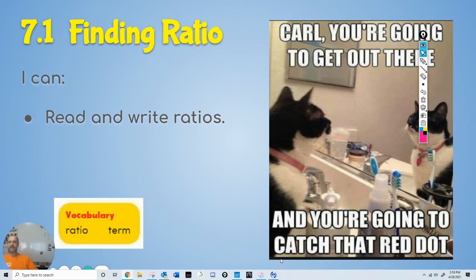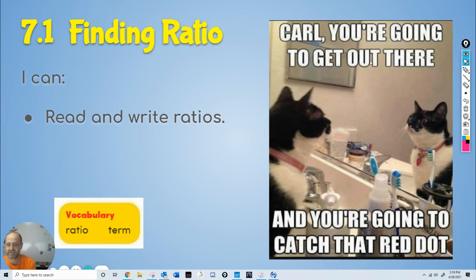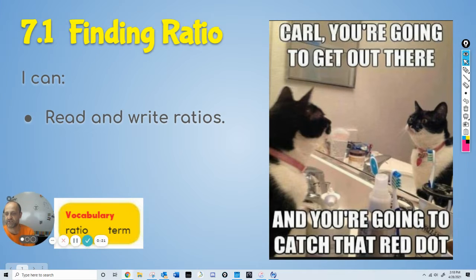We are working on Chapter 7, Finding Ratio. Today's goal is that we are going to read and write ratios. And if you tell yourself that you can do that, you're going to be every bit as successful as our friend Carl here, ever the optimist. All right, words that we need to know today are ratio and term.